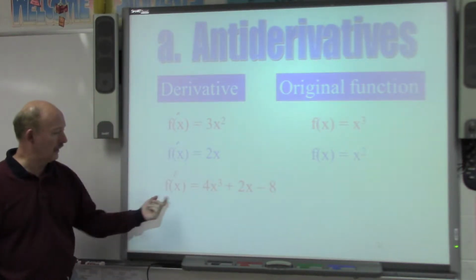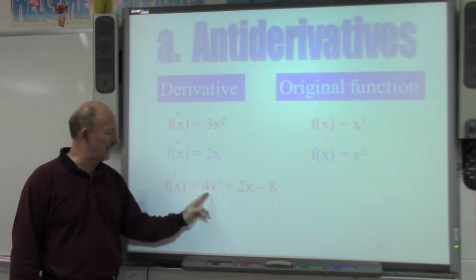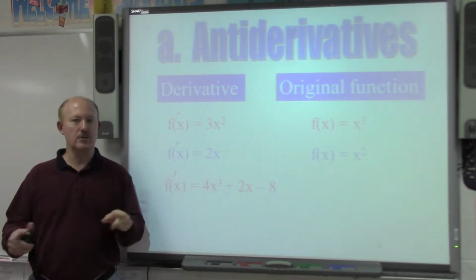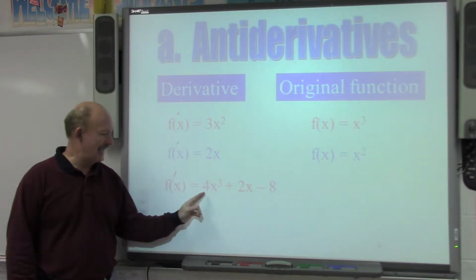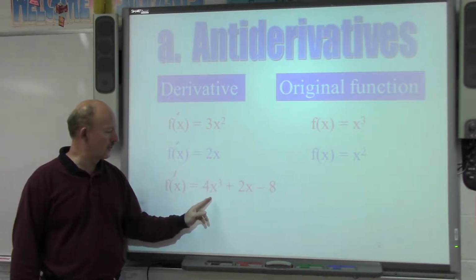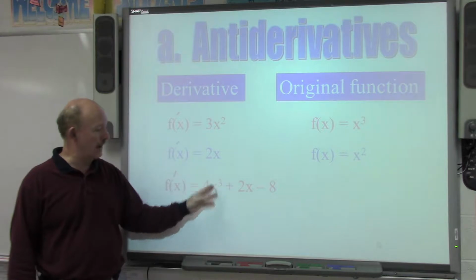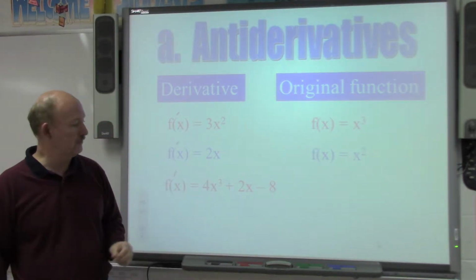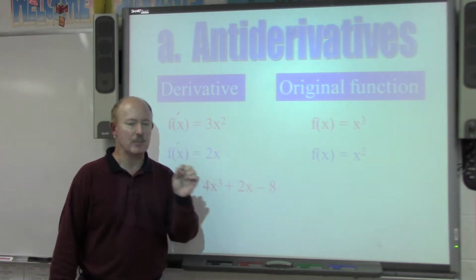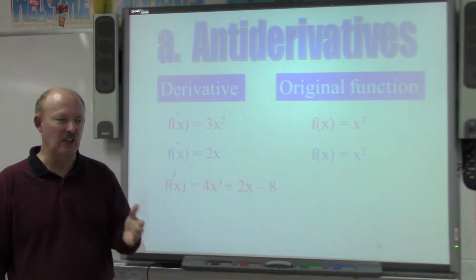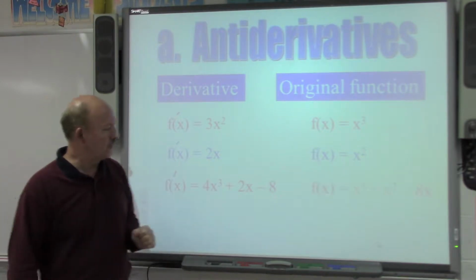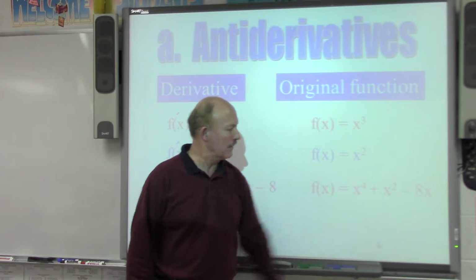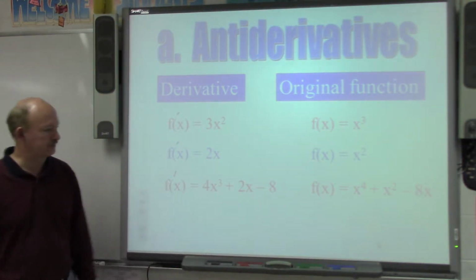What about an expression like this? Let's say the derivative is 4x to the third plus 2x minus 8. Now think of the original function. The antiderivative of 4x to the third would have been x to the fourth power. The antiderivative of 2x would be x to the second power. And the antiderivative of minus 8 would have been minus 8x, because when you take the derivative, you drop the variable. So most of my students would have indicated that the original function is x to the fourth plus x squared minus 8x.